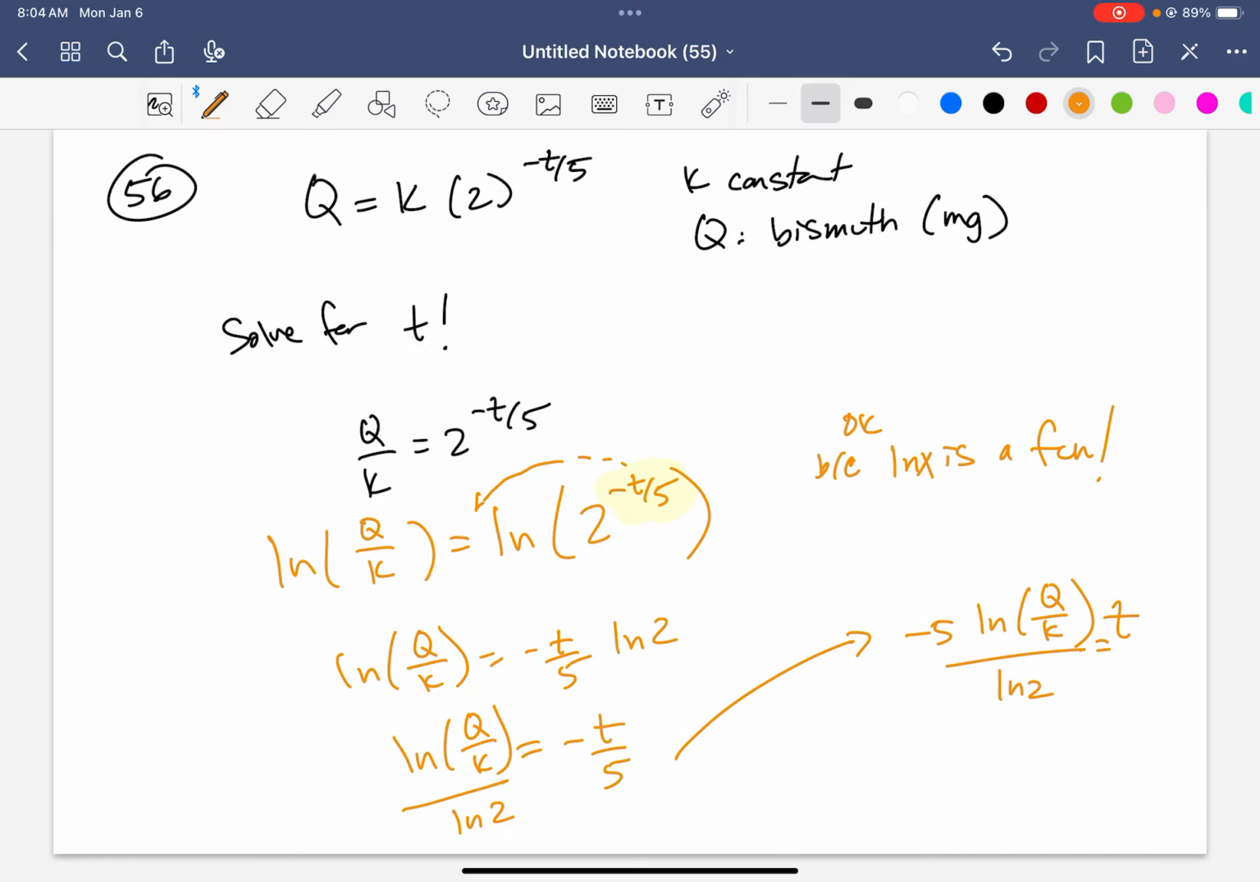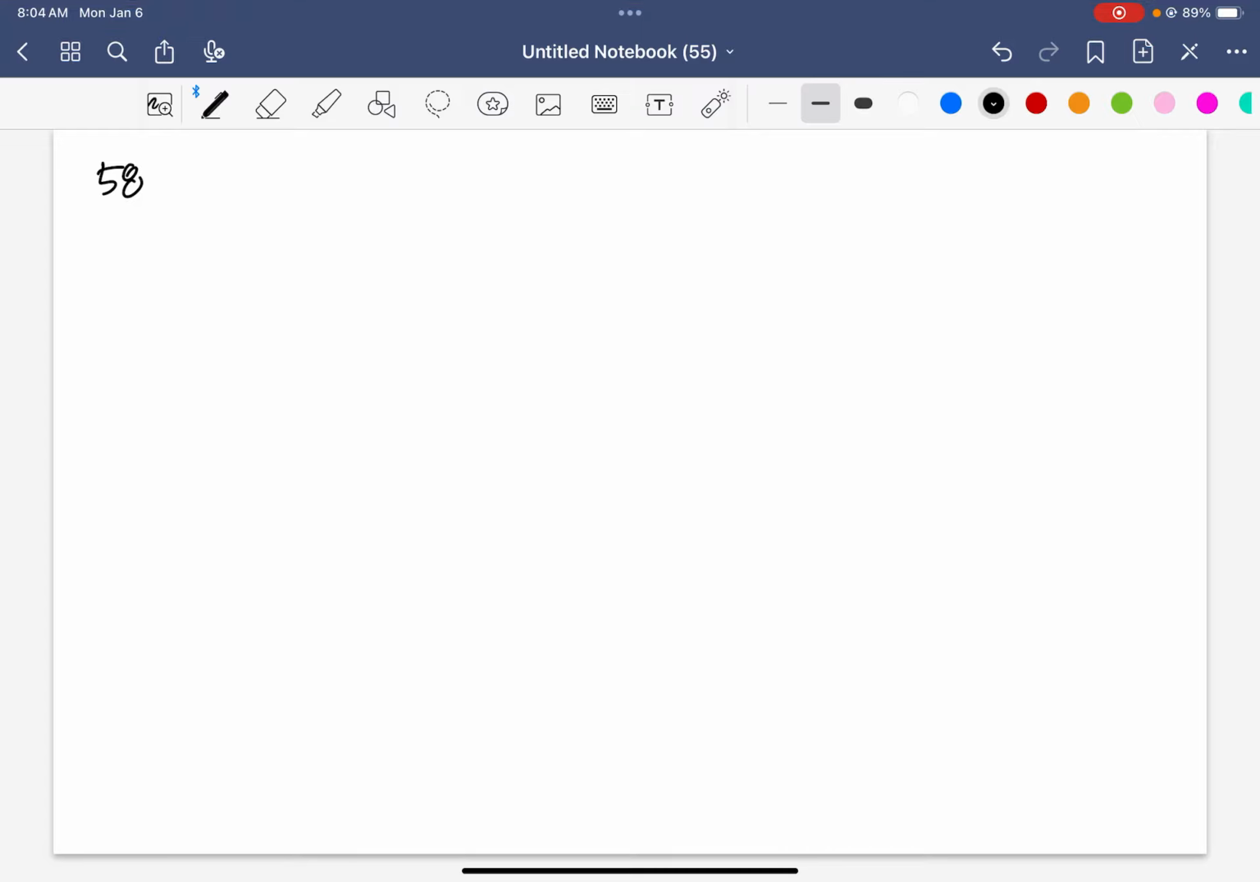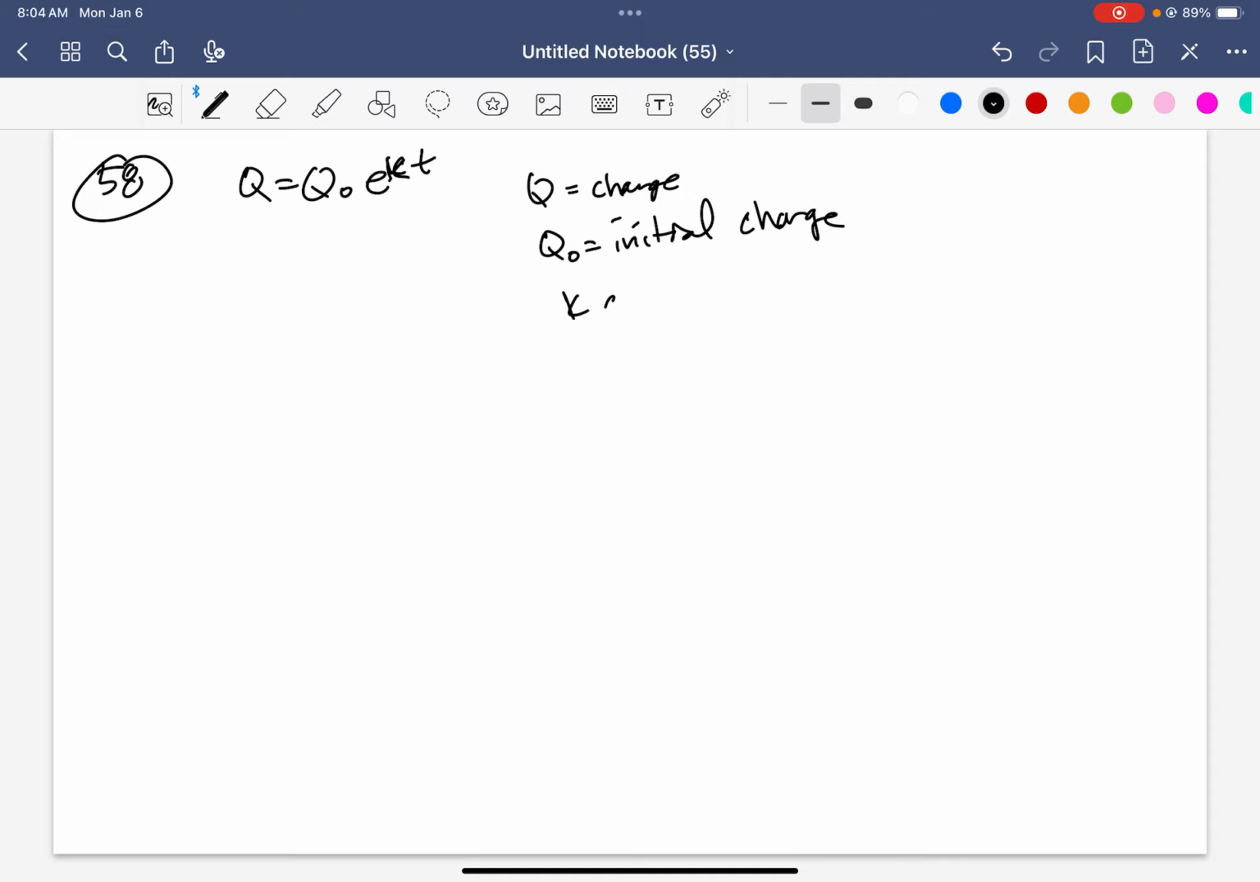Let's look at 58. So 58 says that q is equal to q naught e to the kt, a classic exponential growth, where q is charge. I don't know what the units are, and q naught is the initial charge, and k is just some constant, right? So if they want you to solve for t, well then first thing I'm going to do is I'm going to divide both sides and get this.